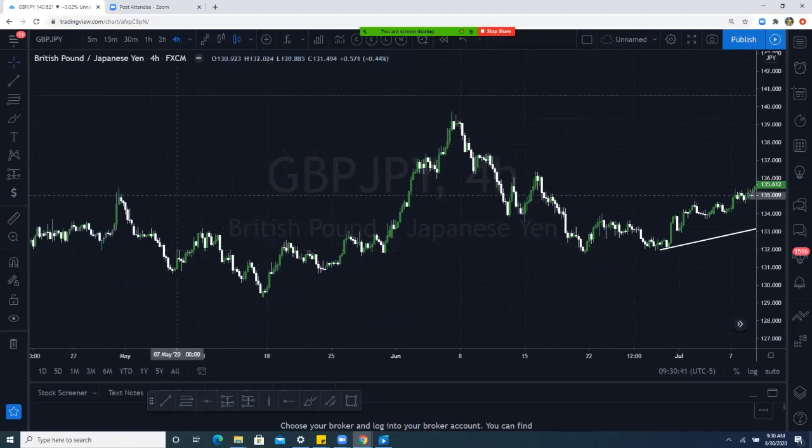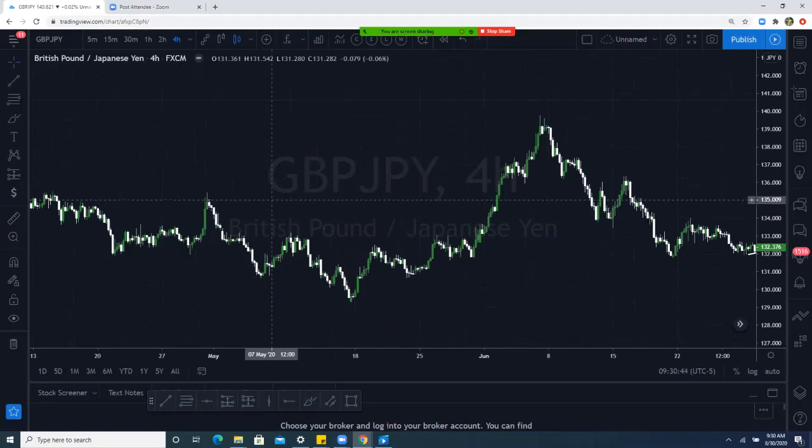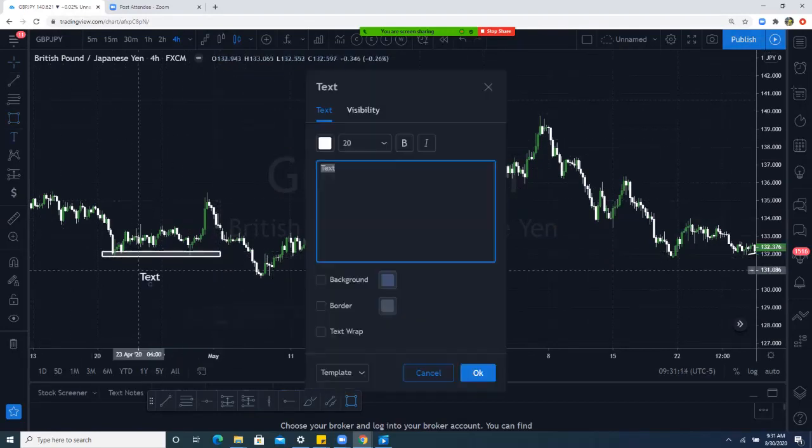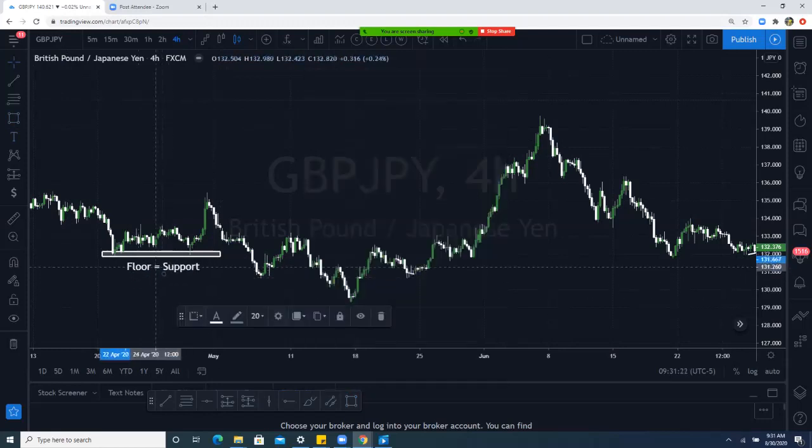Support is where price finds foundation. So basically, if price is coming down to an area and it stops and it can't break that area, this is going to be support, which is going to be a temporary area where price has found foundation. It has a support level. This right here would be an example of that, because this is a floor. Floor equals support. Always remember that. So this is a support.